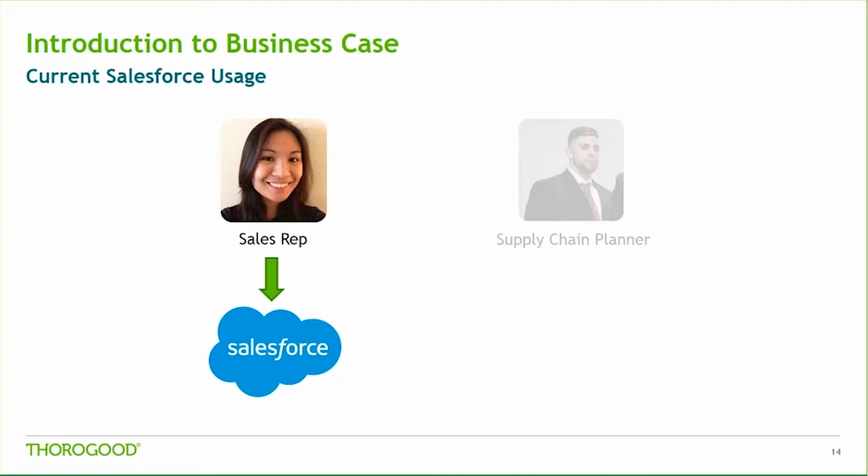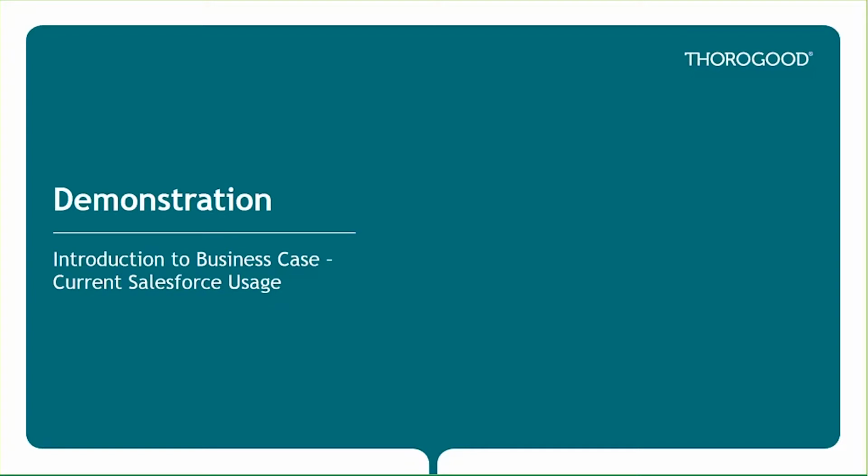Even better, Austin and his supply chain colleagues also have access to Salesforce. So anytime I update quantities, he and his team can see that change too. So let's go ahead and see what that looks like. I'll switch over to my web browser now.